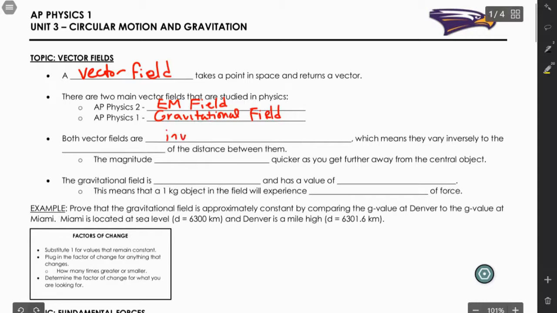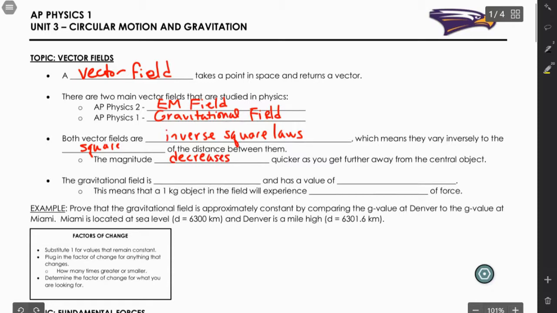You'll notice that there's a correlation between the two. Both of these laws are what we call inverse square laws. And this is going to pop up again later. Once you see the equation, you'll see why it's called an inverse square law. It just means that it varies inversely to the square of the distance between them. So what does that really mean about the magnitude? The magnitude of the force decreases quickly.